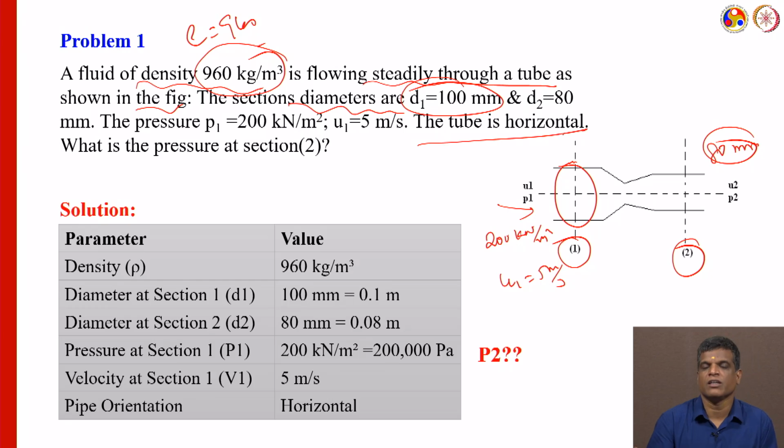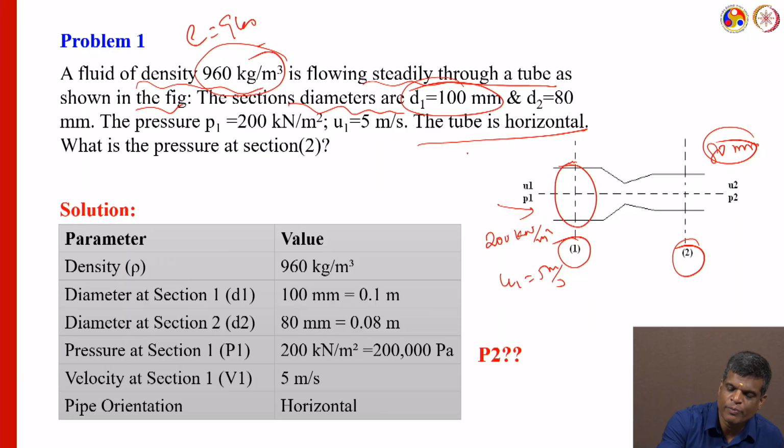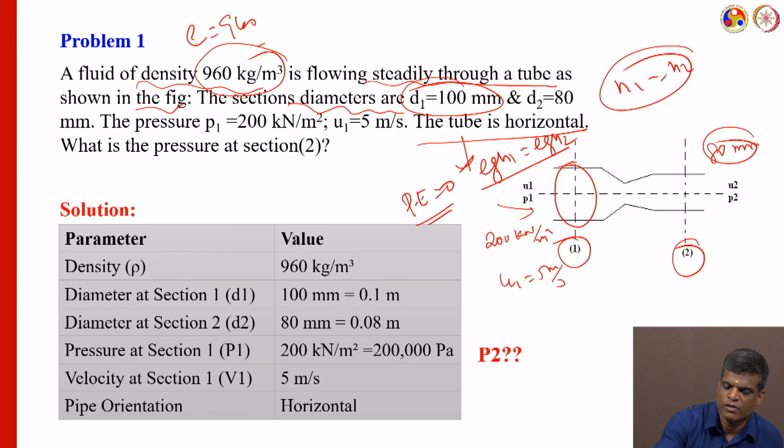The tube is horizontal. If the tube is vertical somewhere, or some height is there, then automatically the potential energy is involved. Whenever the tube is horizontal, then the potential energy is 0, because rho g H1 equals rho g H2, since H1 equals H2, both are same. So both get cancelled, and the potential energy automatically becomes 0 if the tube is horizontal. So, what is the pressure at section 2?